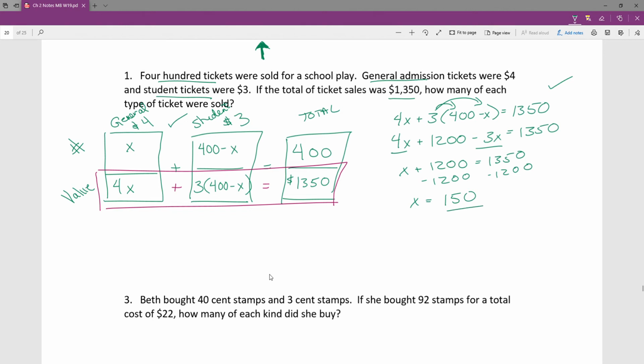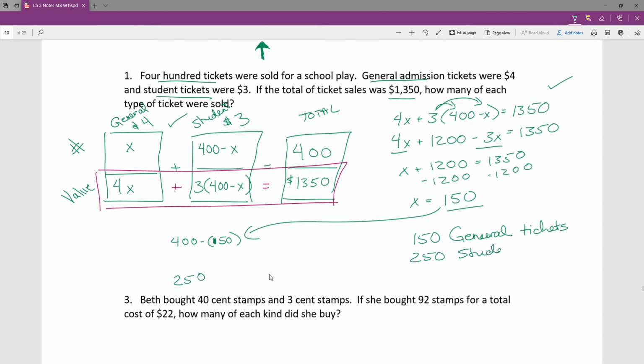So now I need to take a look back. What does that actually represent? So that's the general. So it was 150 general tickets. And same as what I've been doing, you take that back to your let statement to figure out the other thing that we're looking for. So it's 400 minus 150. So we have a total of 250 for that. So that's 250 student tickets.